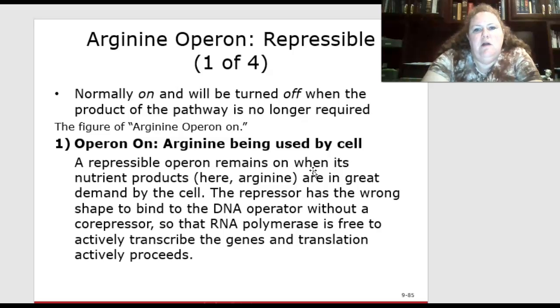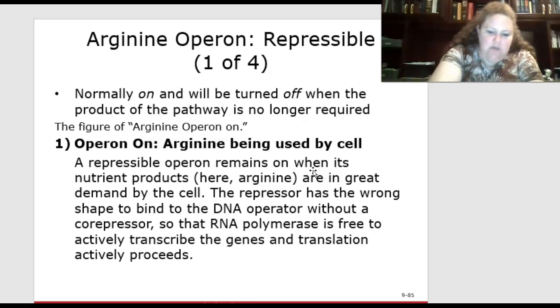And then we have the Arginine operon, and this is repressible. And so it is normally on, and it will be turned off when the product of the pathway is no longer required. And this is the figure of the Arginine operon on. Okay, and so the operon on, this is when we have the Arginine. I'm trying to find which figure this is. They don't really have it.